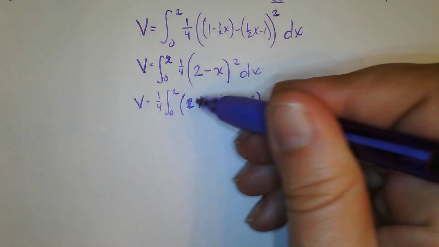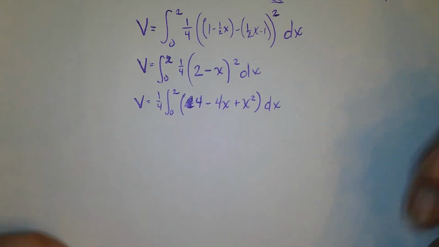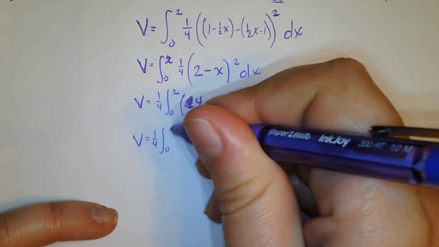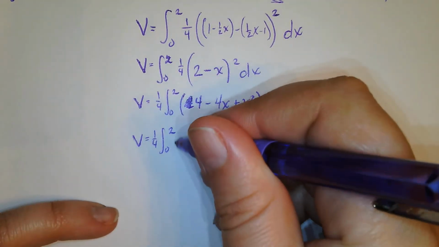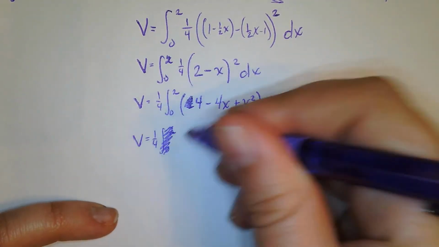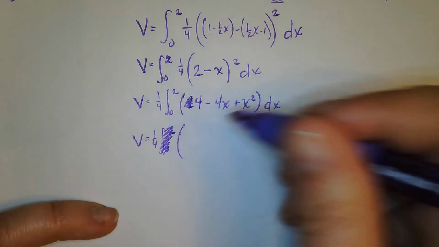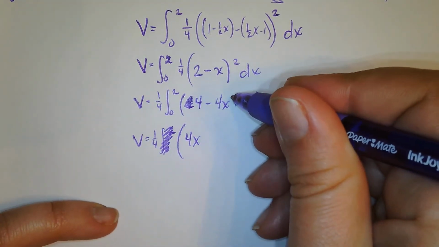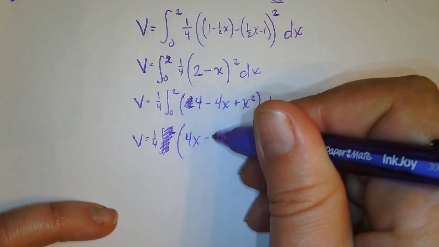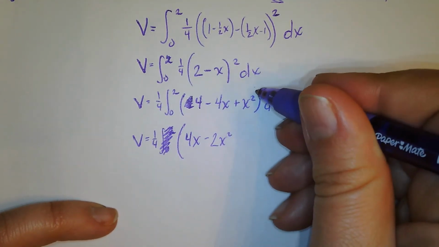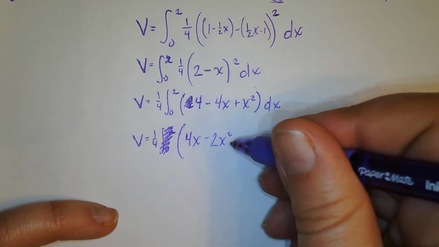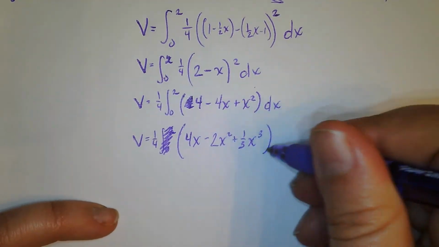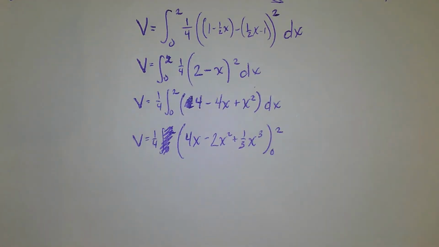We can now integrate that. 1/4 from 0 to 2. I'm going to integrate this. From the 4 we get 4x. The negative 4x raises up to 2, multiplied by 1/2, so negative 2x squared. The x squared raises up to 3, multiplied by 1/3, so plus 1/3 x cubed. And that's from 0 to 2.